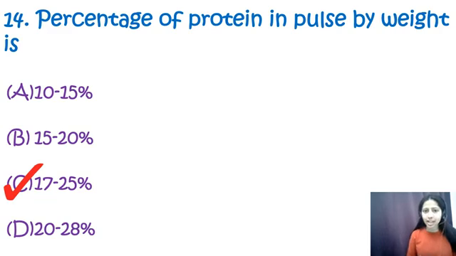These are actually rich sources of proteins, and the protein content ranges from 190 to 260 grams, so approximately 19 to 26% by weight. So the more appropriate answer over here is option number C, that is 17 to 25%.